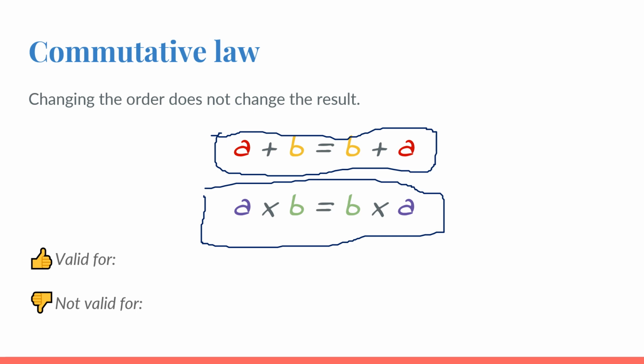So this law is valid for addition and multiplication, which means that this equation is true for any terms that are added or multiplied, and it is not valid for subtraction or division. So try it yourself and see whether or not this commutative law is applicable for subtraction and division, which means that if we have a minus b, is it going to be equivalent to b minus a? And similarly, when we have a divided by b, is this going to be equivalent to b divided by a?